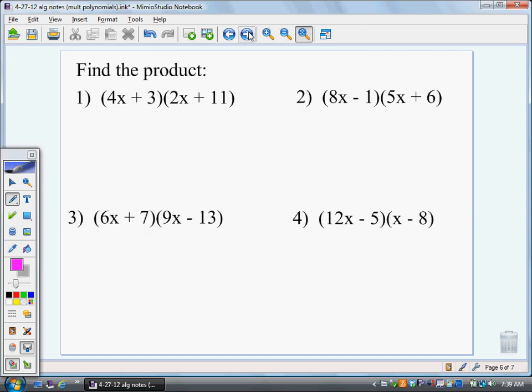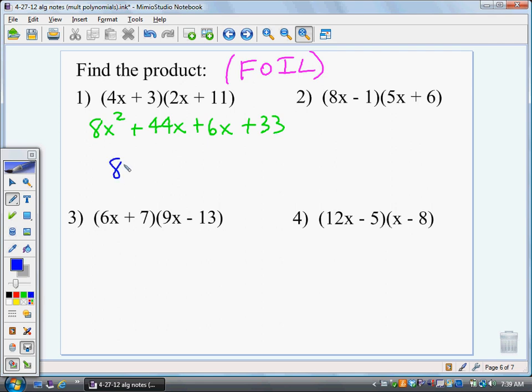And here we have find the product. So on each one of these, we're going to just do FOIL. And so when I do my first, 8x squared, outer, 44x, inner, 6x, last, 33. And so my answer is 8x squared plus 50x plus 33.